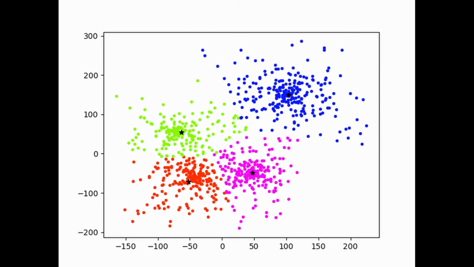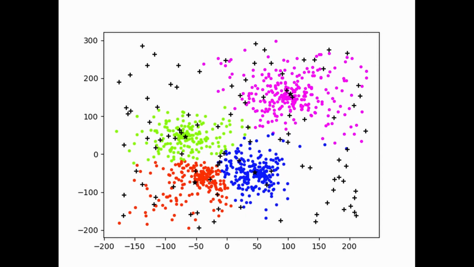Let us try to add new points to the clusters. In order to do this, we use KNN, meaning K nearest neighbors. Add 100 random points to the plot.